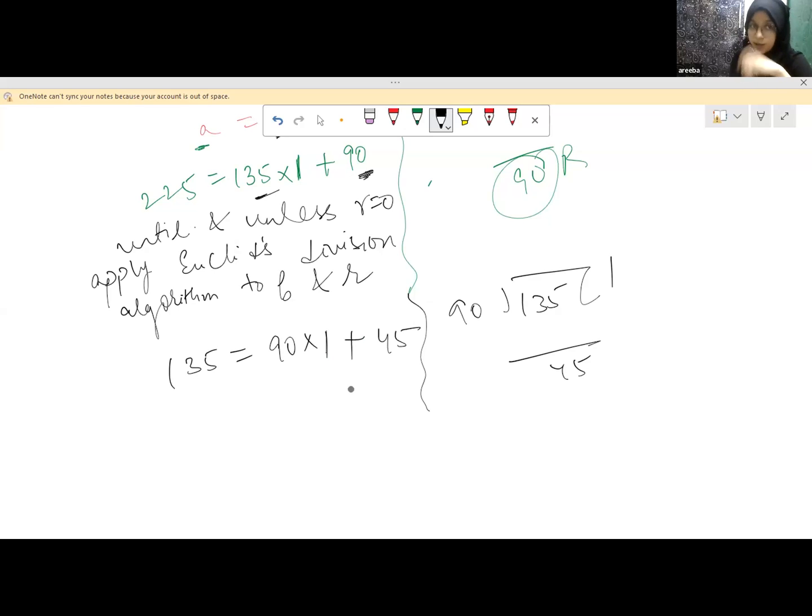Did I still get R as 0? No. So that means I have to continue, right? Again apply Euclid's division lemma. Now tell me who is B and who is R this time. B is this one, and R is this one. So the next two numbers we have are 90 and 45. Divide them both.